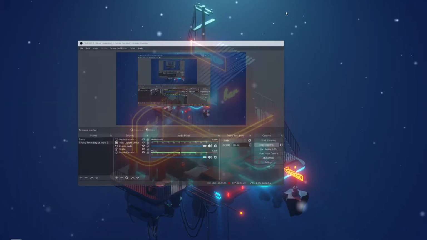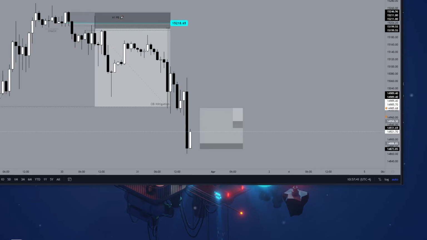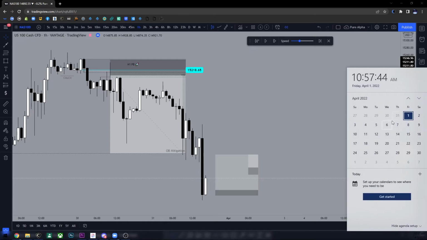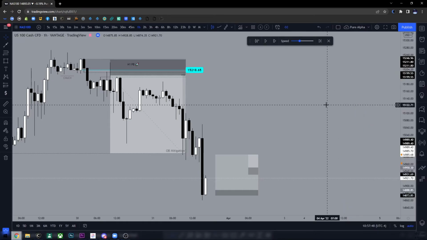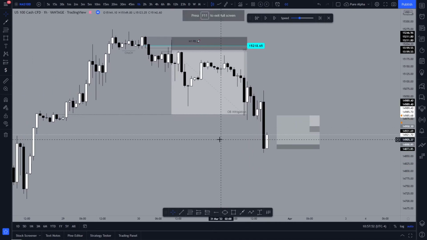Hey, so this is post Omar. I'm just going through the video and editing it, and I actually did end up taking one last trade. So currently it is 10:57 a.m. Friday, April 1st. So now, this trade was taken literally right after I stopped recording.